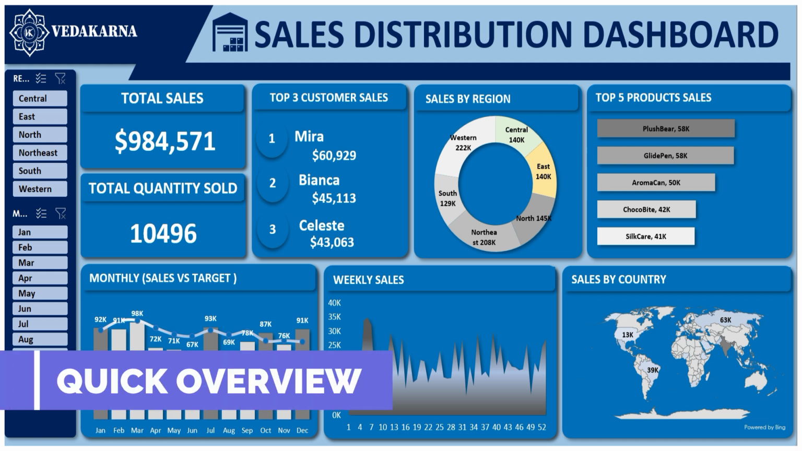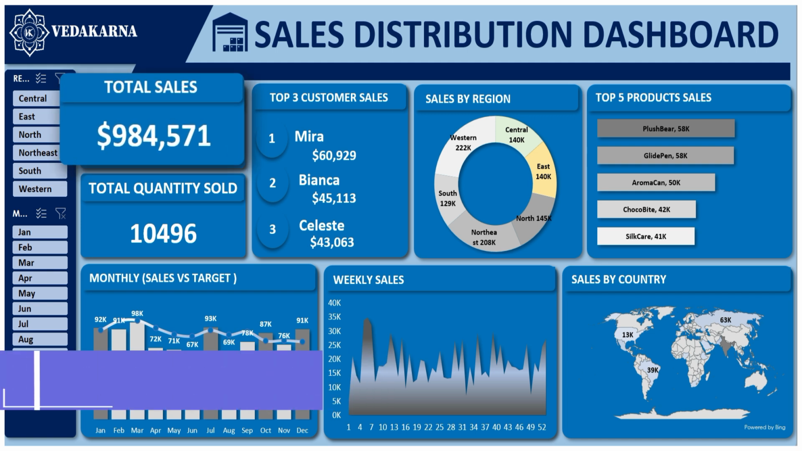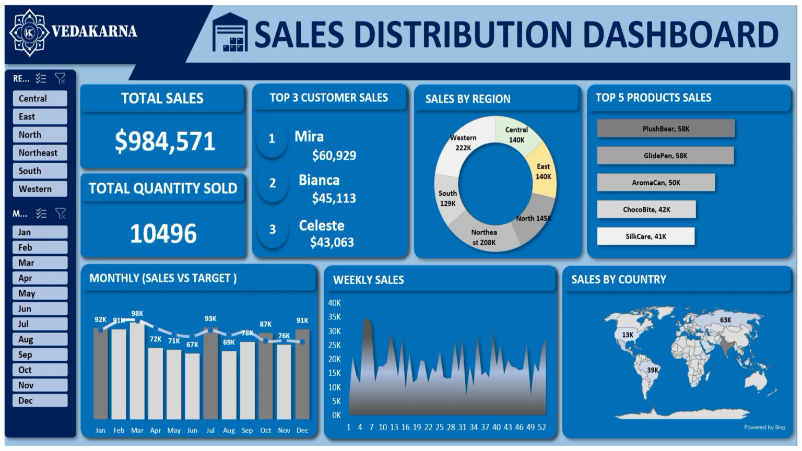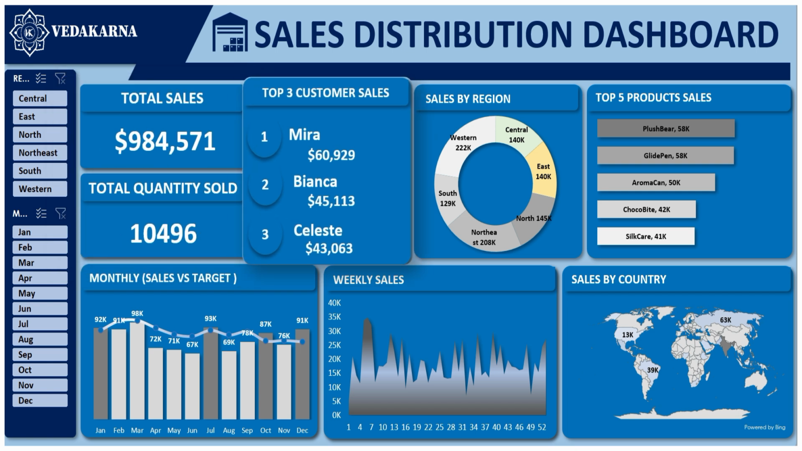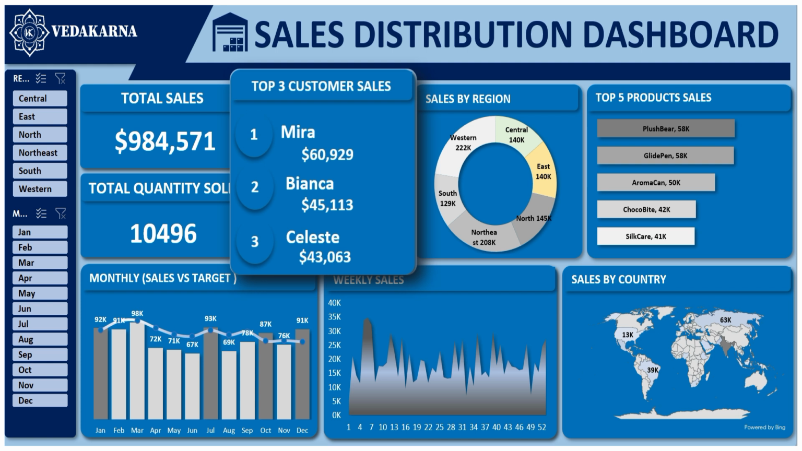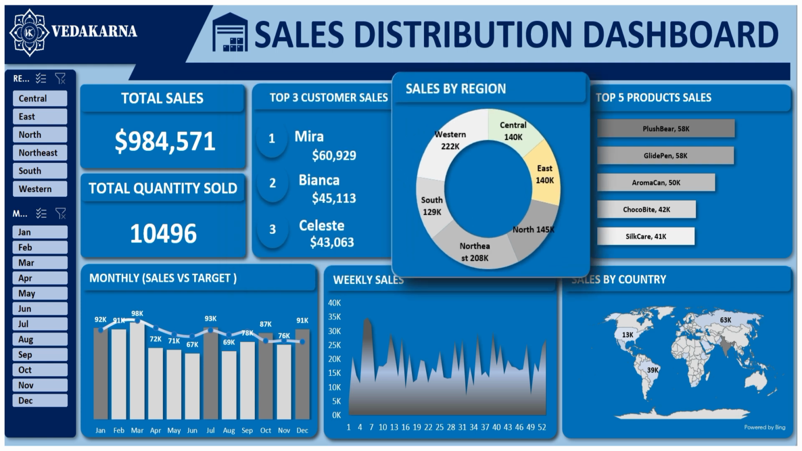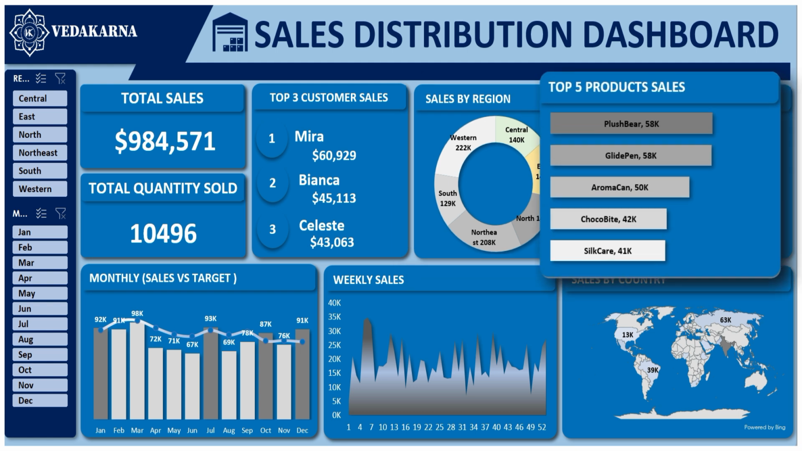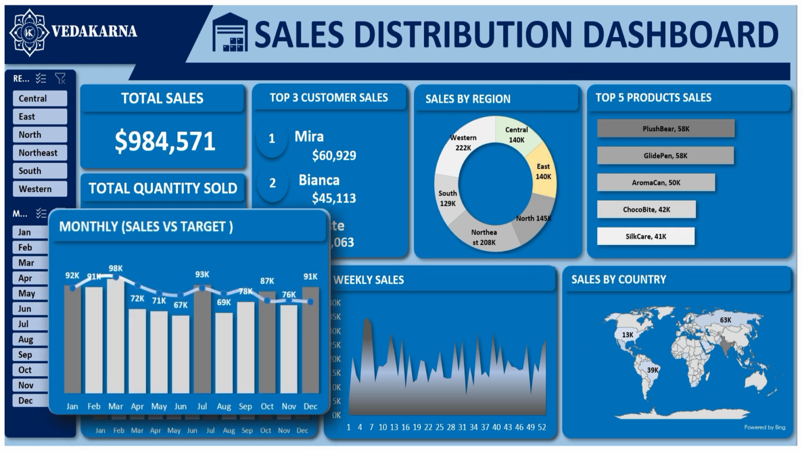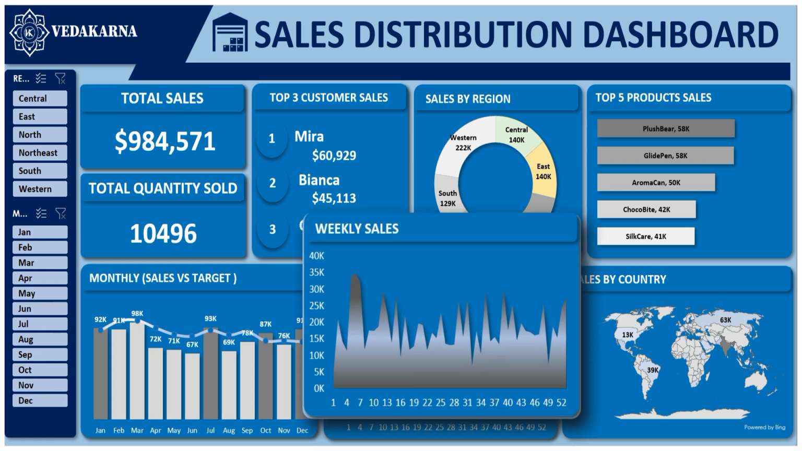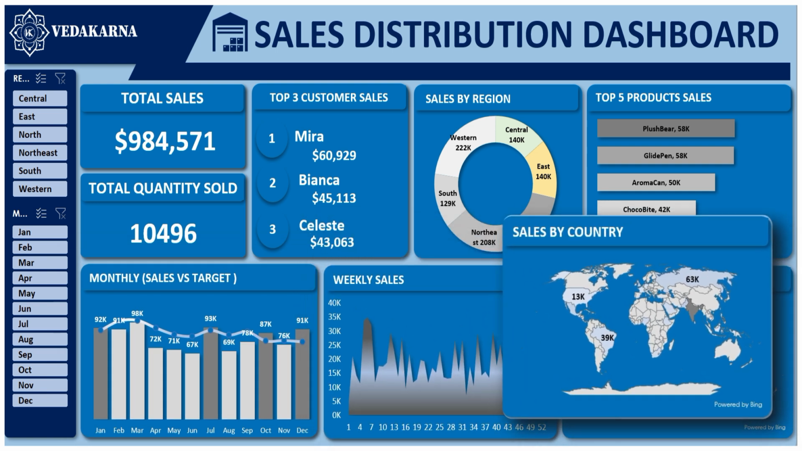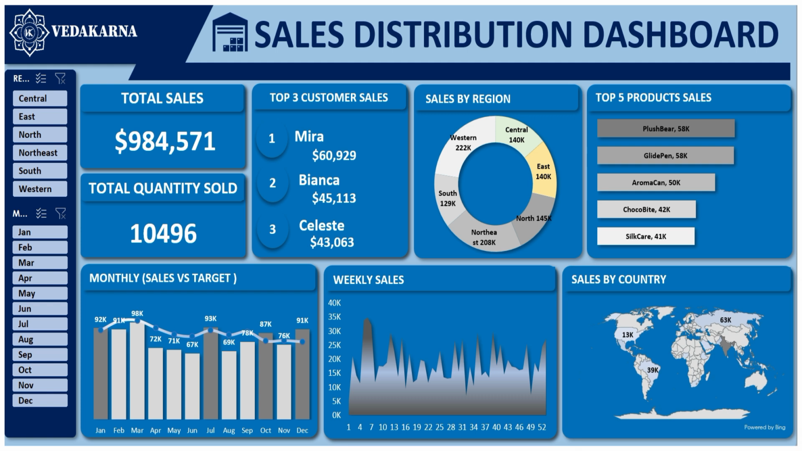At the first, we have key metrics like total sales and total quantity sold, giving you a snapshot of overall performance. On the right, top 3 customer sales. Moving further, sales by region, a breakdown of sales contributions by regions, and the top 5 product sales. At the bottom, you'll find monthly sales versus target and weekly sales. Lastly, a world map displays sales by country. That's an overview of the dashboard.